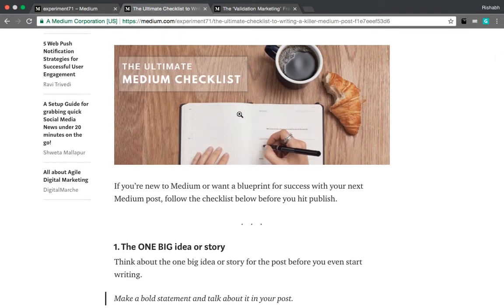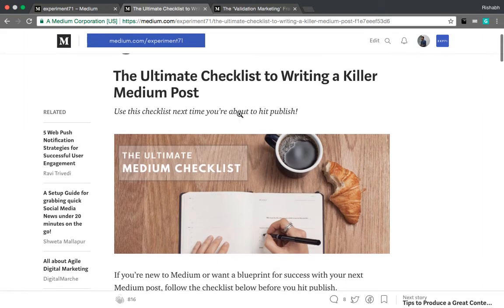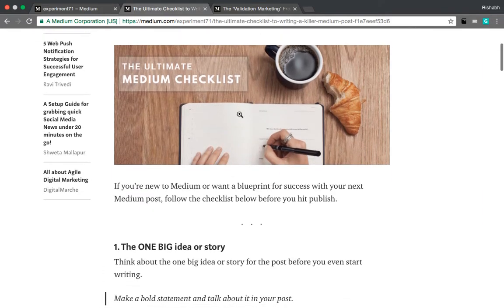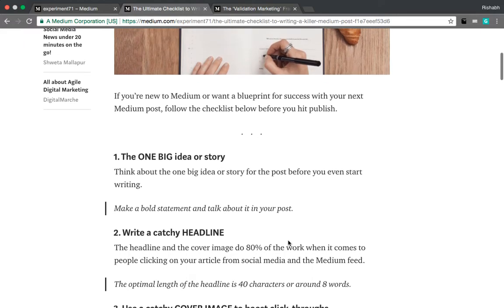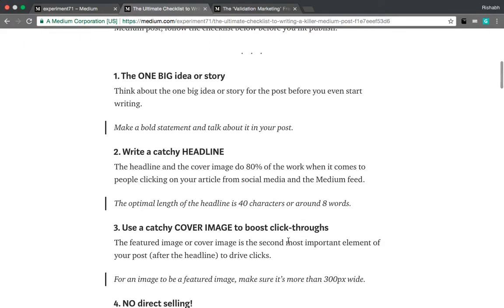What I want to do in this video is show you, sort of implement it step by step for you, so you can follow the same thing when you submit a post for the experiment, or in general, if you're writing a post on Medium. This is the checklist that you need to follow for a successful Medium post. So the first thing is you need to have one big idea or story.